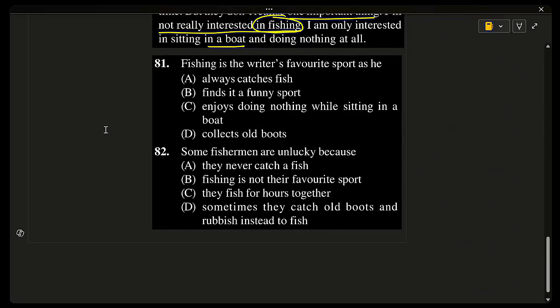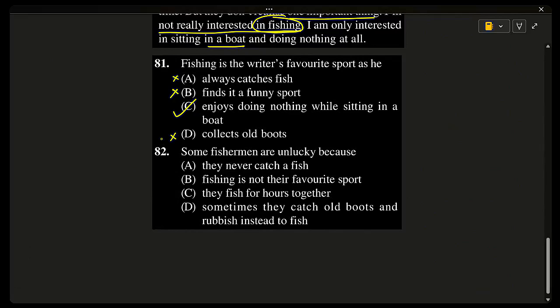Fishing is the writer's favorite sport as he always catches fish? No. Finds it a funny sport? No. Enjoys doing nothing while sitting in a boat? Yes, it is mentioned there. Collects old boats? No. Option C is correct.